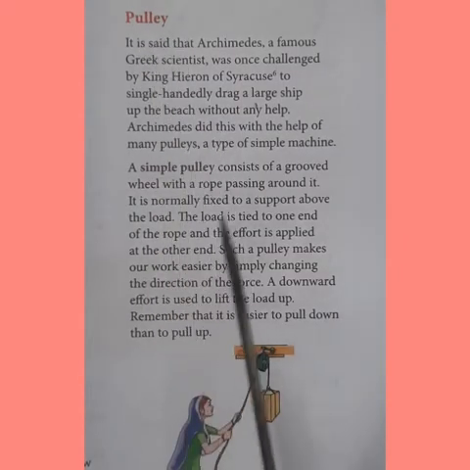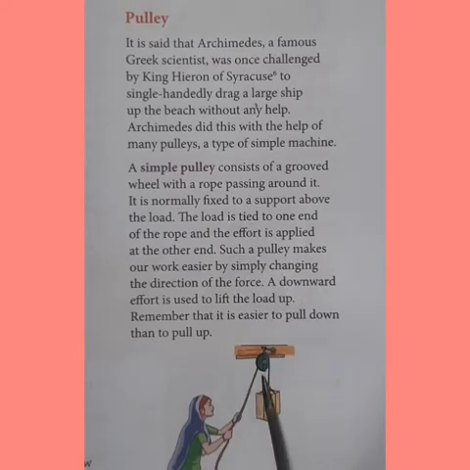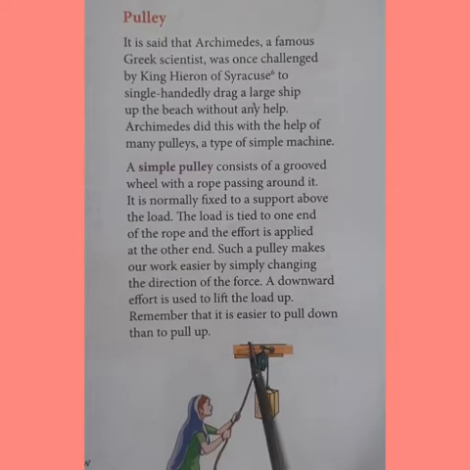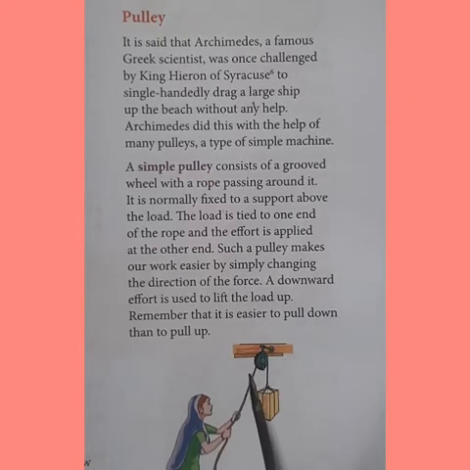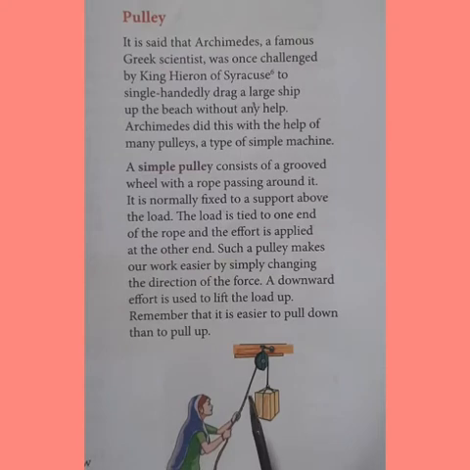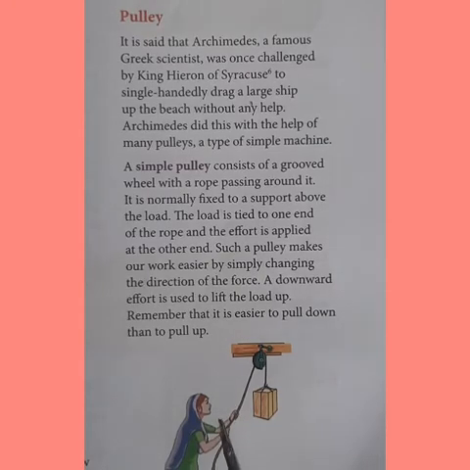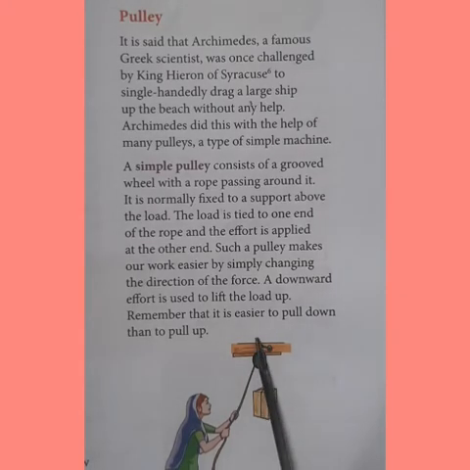Pulley. All may have seen a pulley which is fixed to a well. A simple pulley consists of a grooved wheel with a rope passing around it. It is actually used to lift or support a load. The load is tied to one end of the rope and the effort is applied at the other end of the rope. This pulley makes the work easier by simply changing the direction of the force. The downward effort is used to lift the load up.